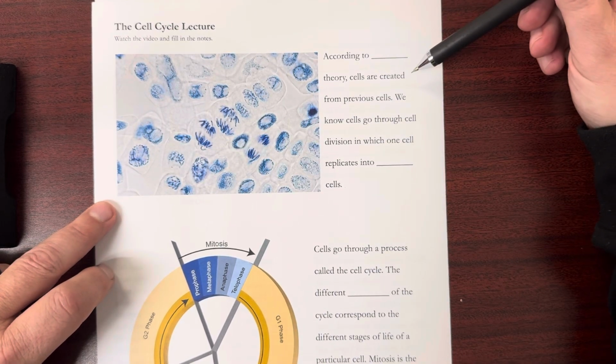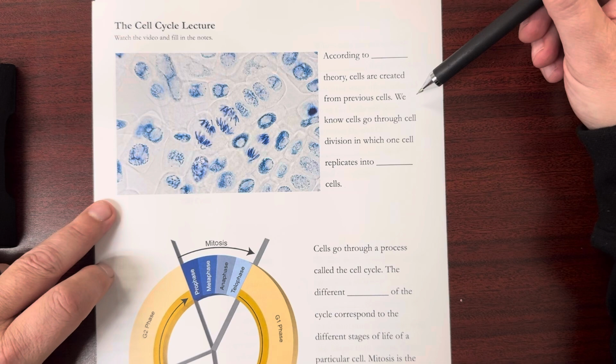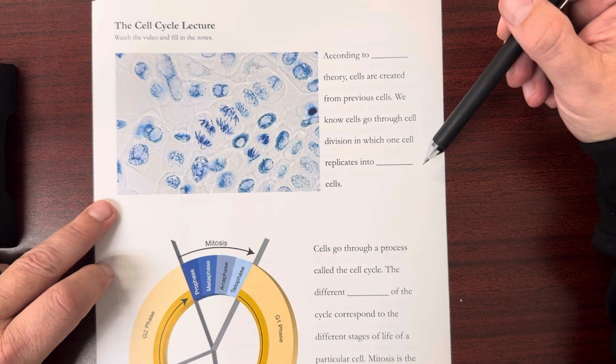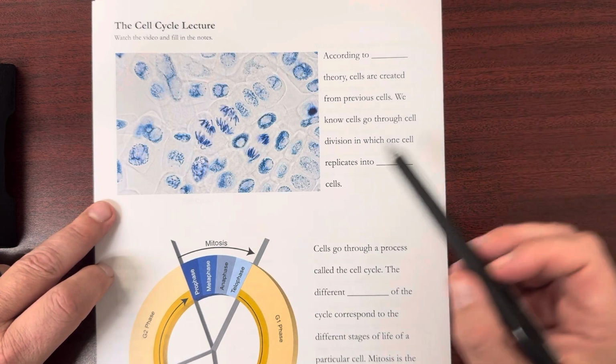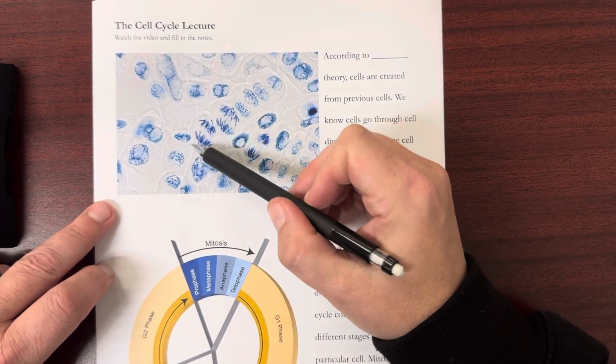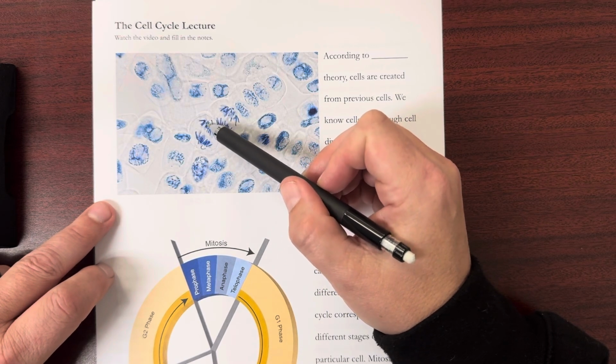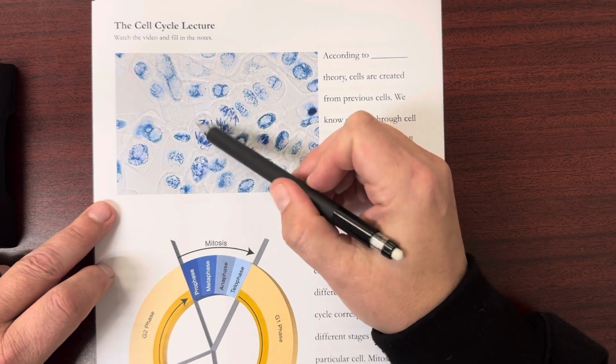According to cell theory, cells are created from previous cells. We know cells go through cell division in which one cell replicates into two cells. And you see that happening here. Like this right here, these two cells are pulling apart to go from one cell to two cells.